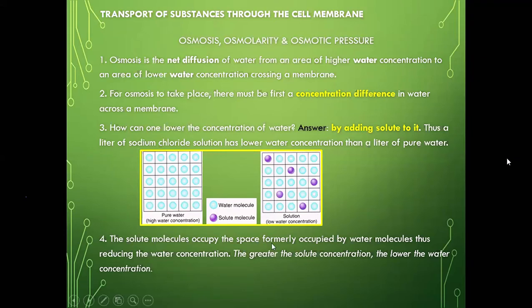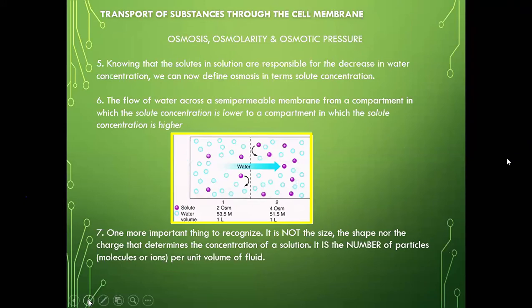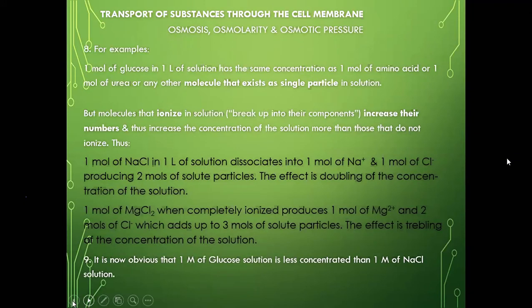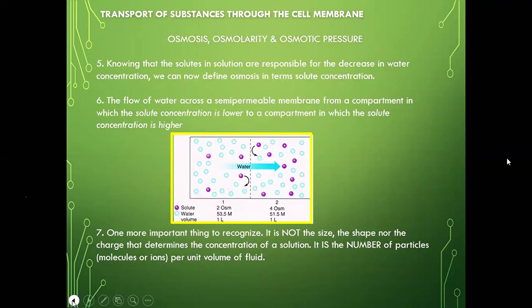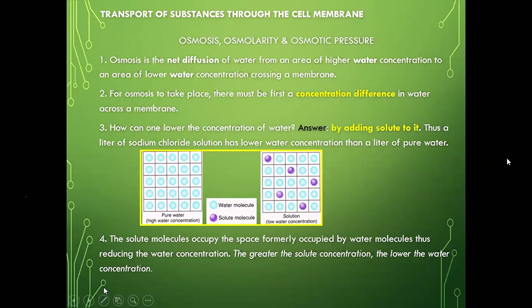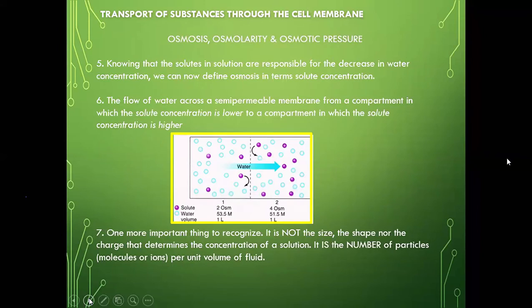The solute molecules occupy the space formerly occupied by the water, right? So the greater the solute concentration, the lower the water concentration will become. Knowing that the solutes in solution are responsible for the decrease in water concentration, we can now define osmosis in terms of solute concentration: the flow of water across a semipermeable membrane from a compartment in which the solute concentration is lower to a compartment in which the solute concentration is higher. That is your osmosis.